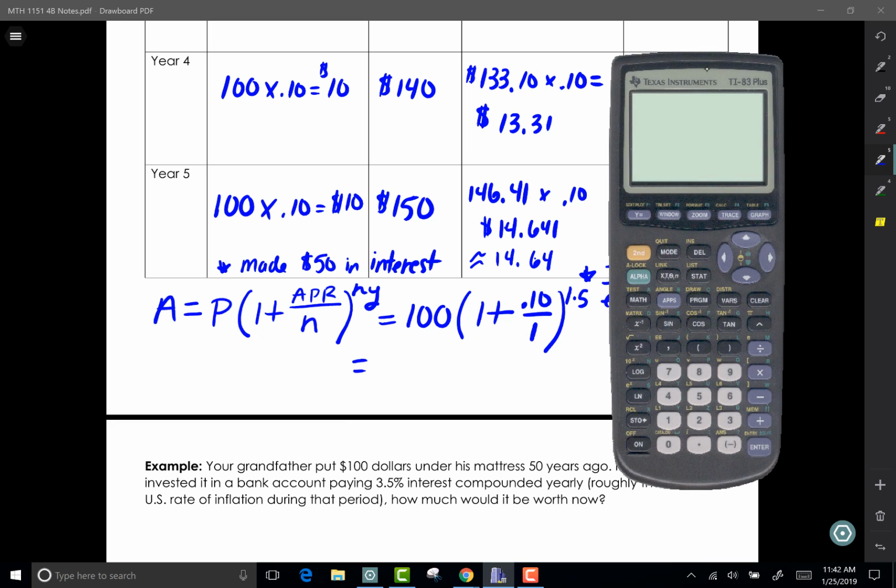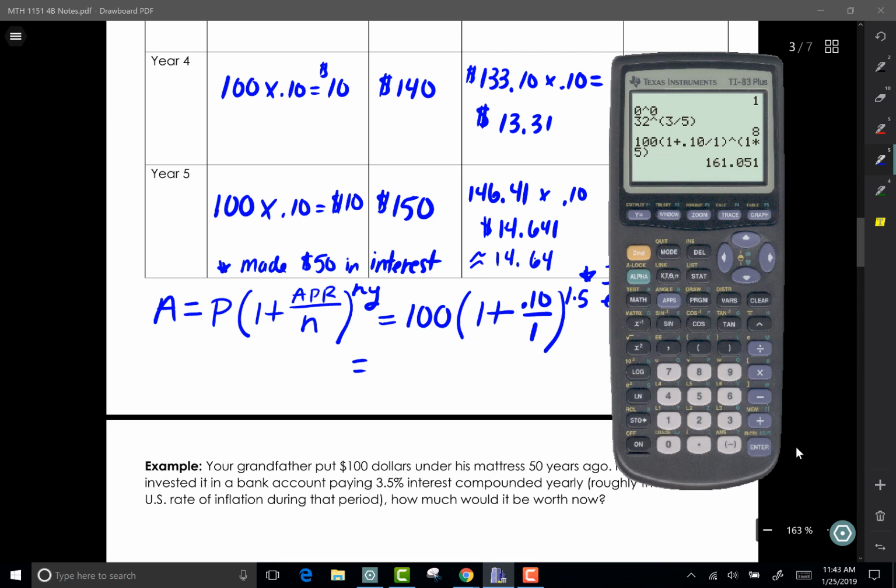So I'm going to do, let's turn this on, 100, and then in parentheses, I'm going to put 1 plus 0.10 divided by 1, close parentheses, and I want to raise that to the 1 times 5 power. Make sure I put my exponent in parentheses also if I don't have that newer model calculator that shows that the whole thing is in the exponent.